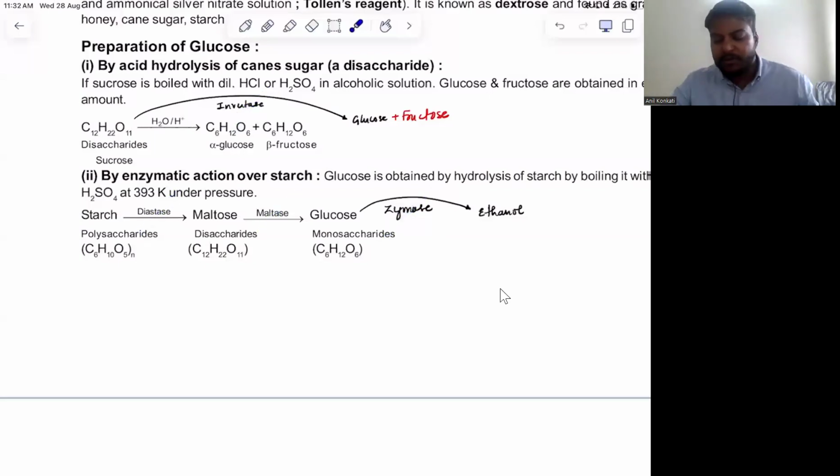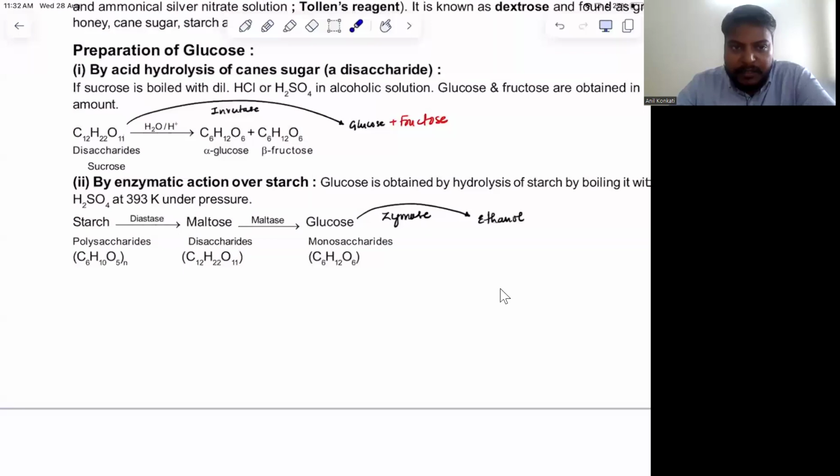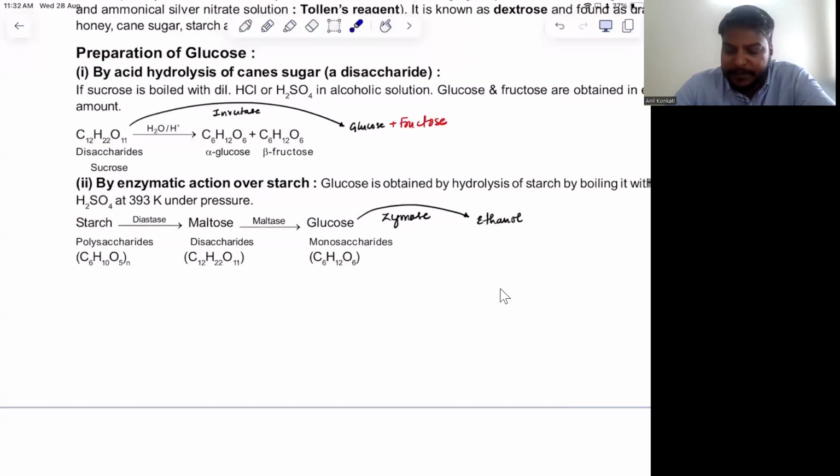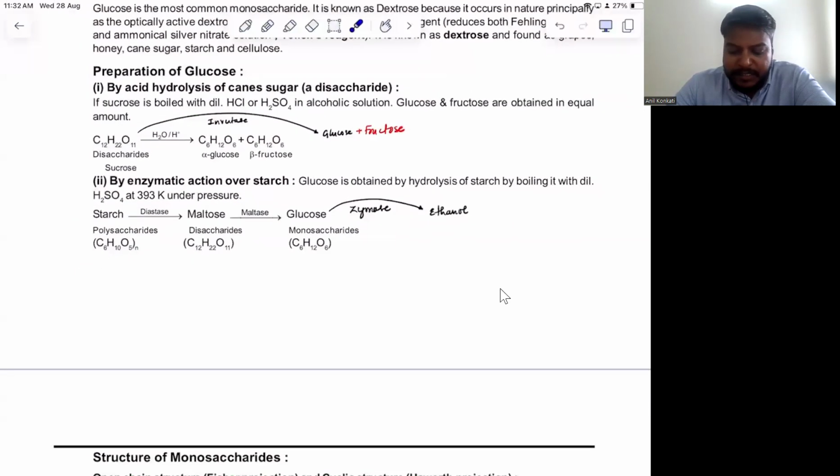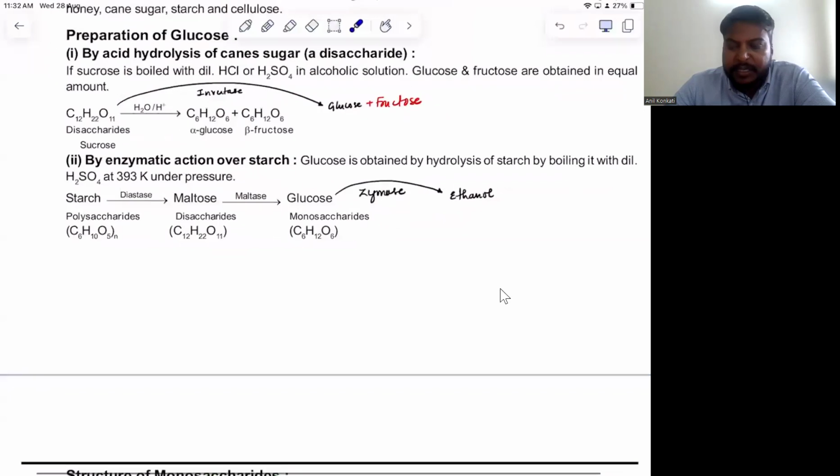And what is their role? Sucrose to glucose, invertase. Starch to maltose, diastase. Maltose to glucose, maltase. Glucose to ethanol, zymase. So remember these cases, guys. That's how we use the enzymes.